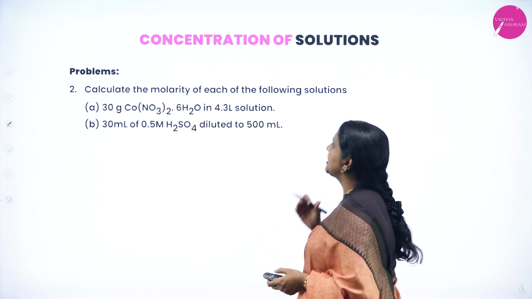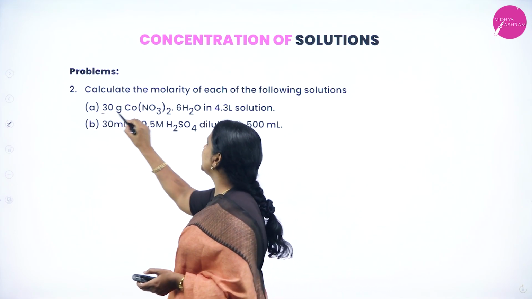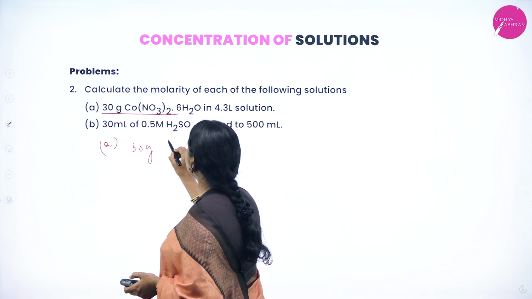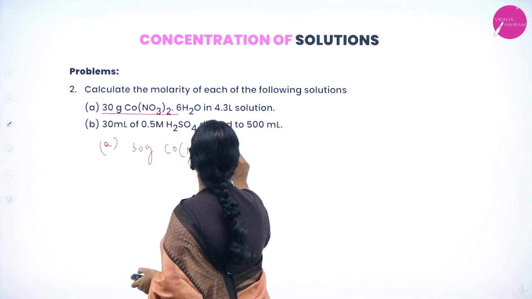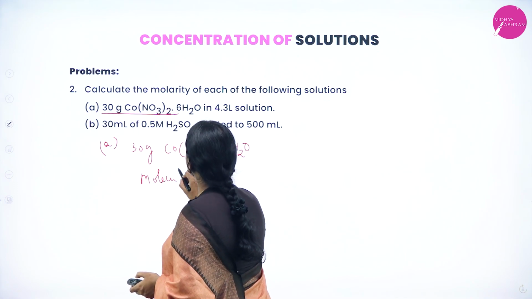Okay. Next, calculate the molarity of each of the solutions. First one, 30 gram of cobalt nitrate 6 water. First I'll calculate its molecular mass.